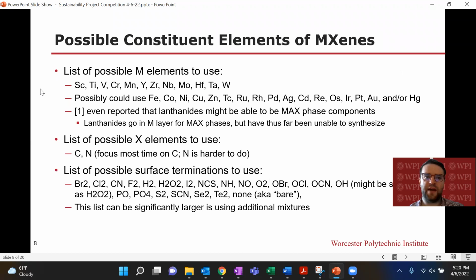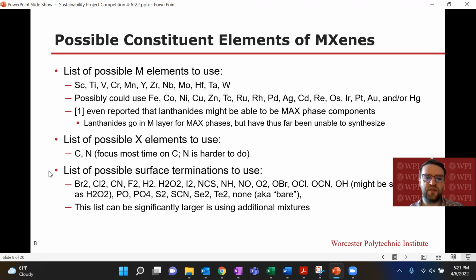Possible constituent elements of MXenes. For sure, the list here, Sc, Ti, etc., have already been synthesized and should be used in predictions. It's also possible that later transition metals such as iron, cobalt, etc. could be used, but they have not yet been synthesized. Furthermore, it's been reported that lanthanides might be able to be used to produce MXenes.